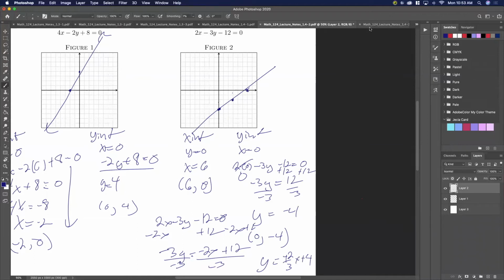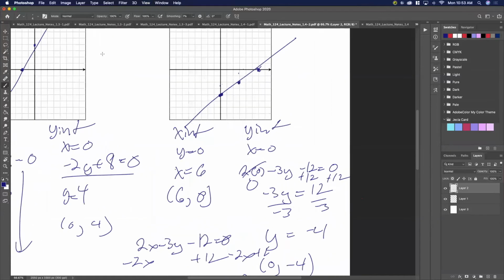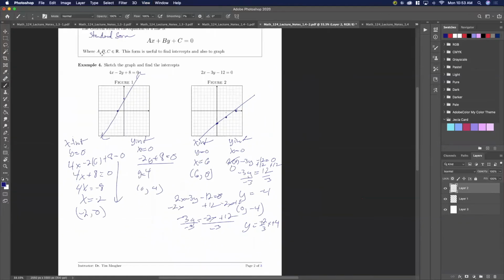All right, so does that make sense? The whole point of the standard form is that once you get a little bit better at it, you can just say, oh, I know what the intercepts are. I set this equal to 0, so the y-intercept must be 4, because that zeroes out the equation.